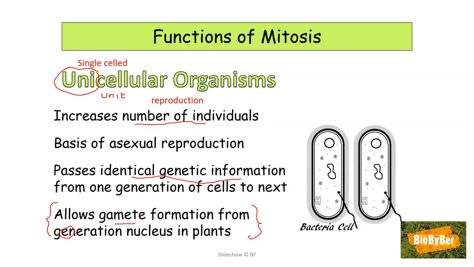So in a nutshell here, mitosis plays an important part within unicellular organisms. It increases the number of individuals. It is the basis of asexual reproduction, as you start with one parent cell, and it is a means of passing genetic material from one generation to the next.